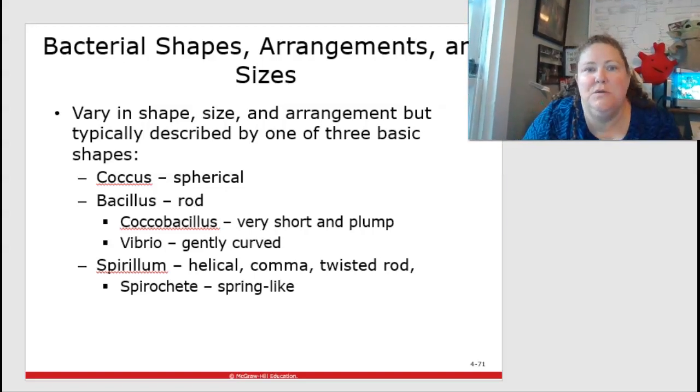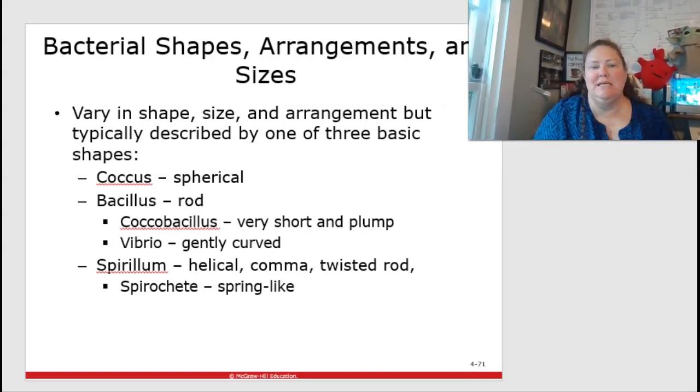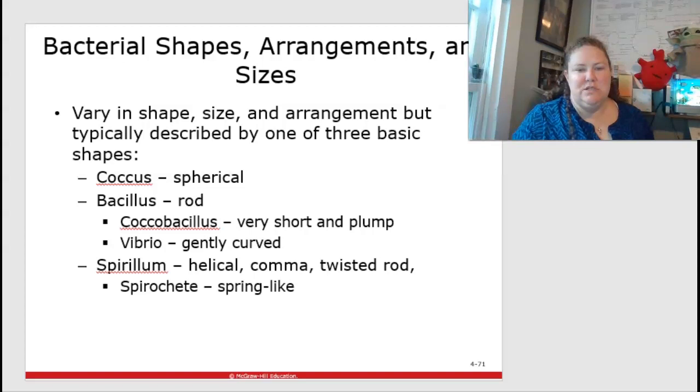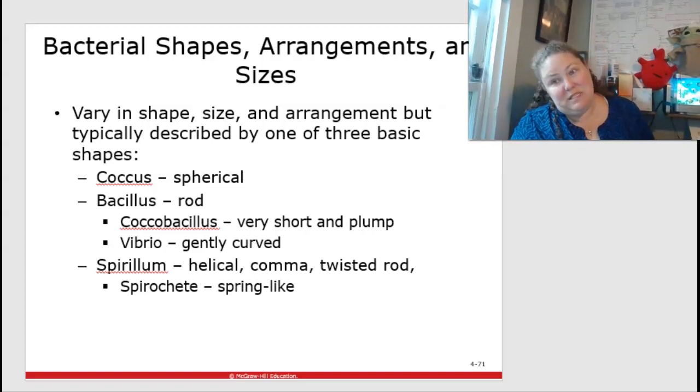So moving on to bacterial shapes, arrangements, and sizes. They vary in shape, size, and arrangement, but they're typically described as one of three basic shapes. Cocci, which would be round, spherical, right? Bacilli, which are rods, and coccobacilli are very short and plump. Vibrio are gently curved, and then spirillum, which are helical, twisted rods, or a spirochete, which is spring-like. To me, it looks like spiral macaroni.